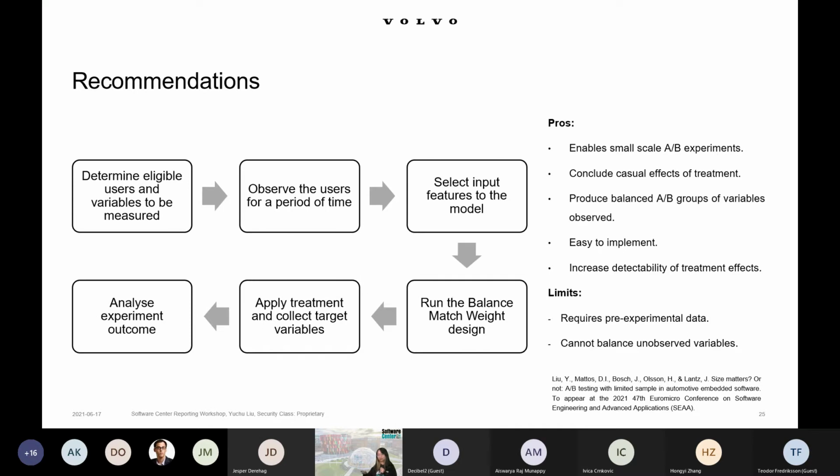But of course, there are certain limitations: we need pre-experimental data, which implies that you need access to the vehicles, or to your hardware or devices, prior to the experiment. And you need to be sure what variables to include, because we can only balance variables that are observed, instead of, if you split at random, balancing all variables.